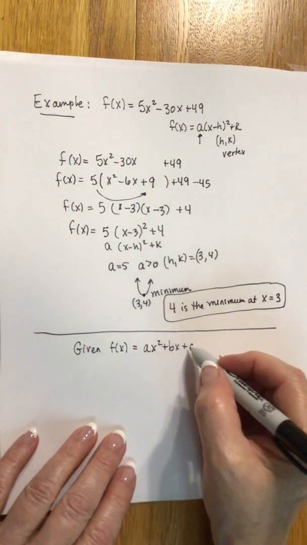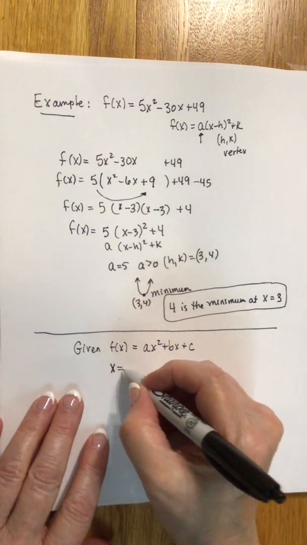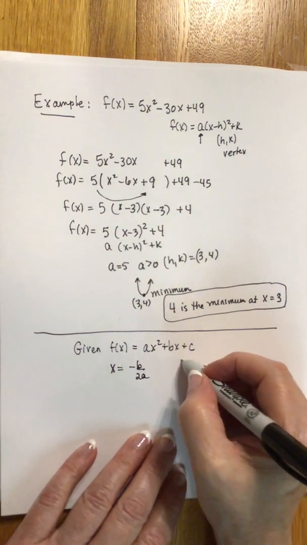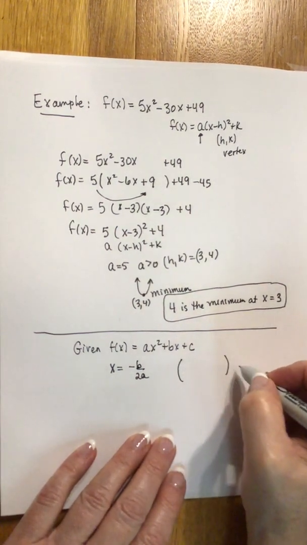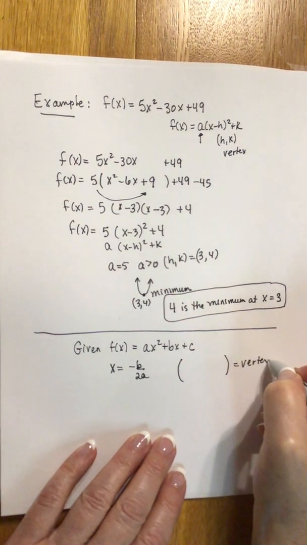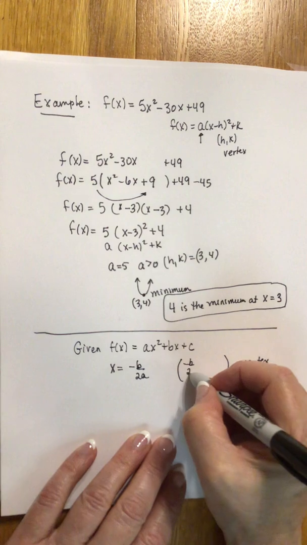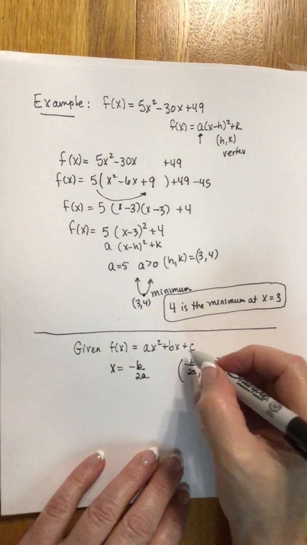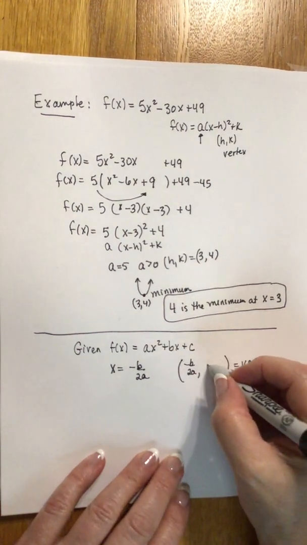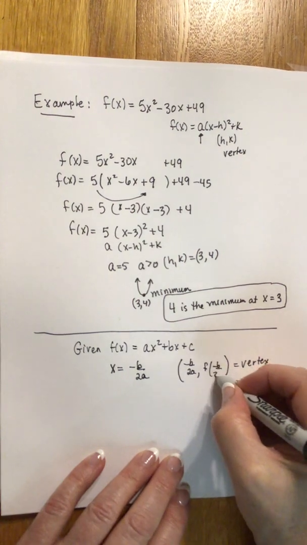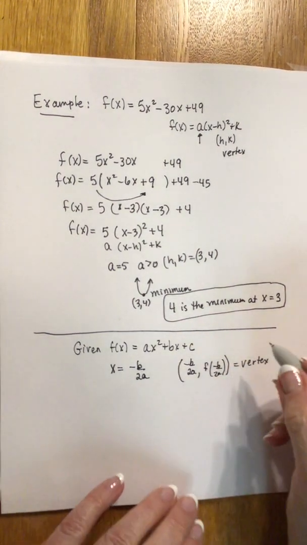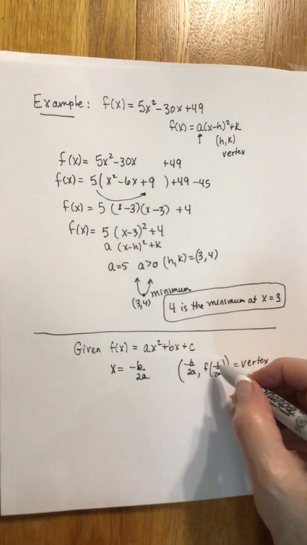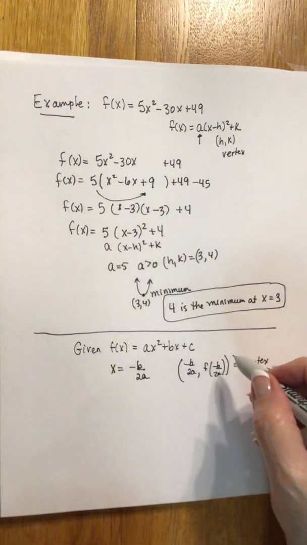So if you do completing the square on something like this, you end up with x being negative b over 2a. And that's the x value of the vertex. So negative b over 2a is the x. And then if I take negative b over 2a, whatever I get for the x value, and plug it back into the formula, f of negative b over 2a is going to be my y value. So this is like my h and my k. This is going to give us our vertex, h and k.